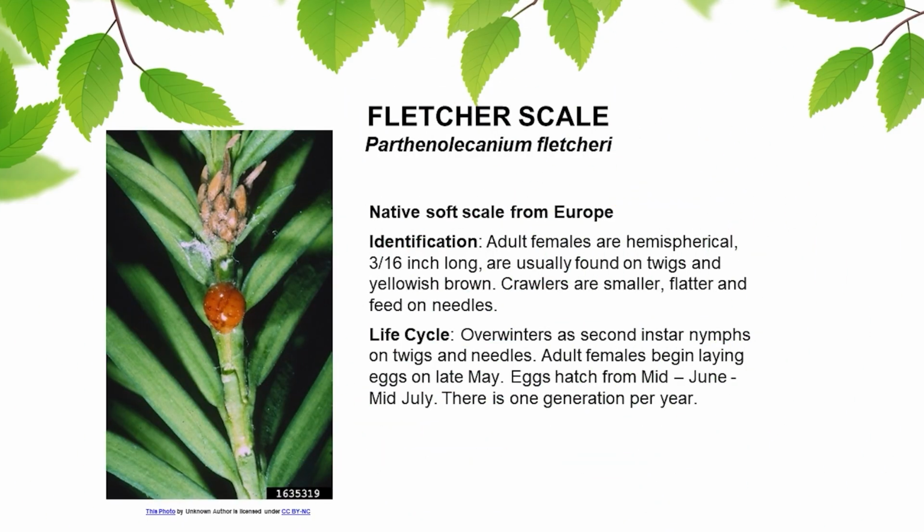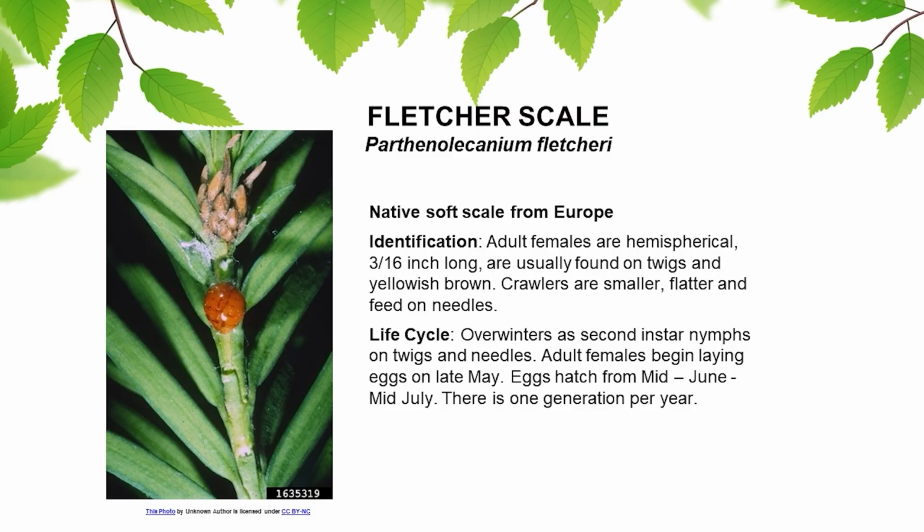Fletcher scale. Fletcher scale is a native soft scale originally from Europe. Adult Fletcher scale females are round and 3/16 of an inch long. They are yellowish-brown in color. Usually, they are on twigs and stems of the host plant. Crawlers are smaller, flatter, and feed on the needles.